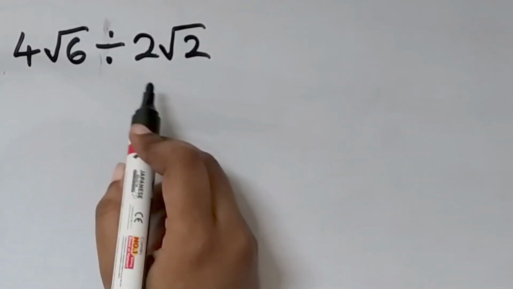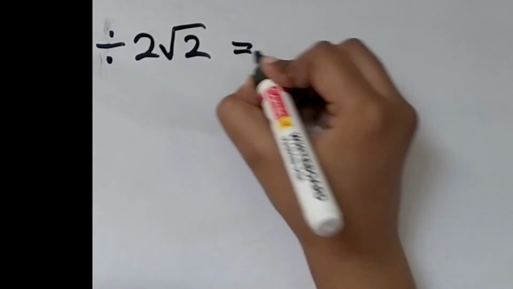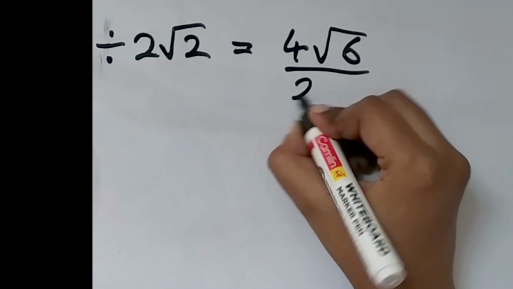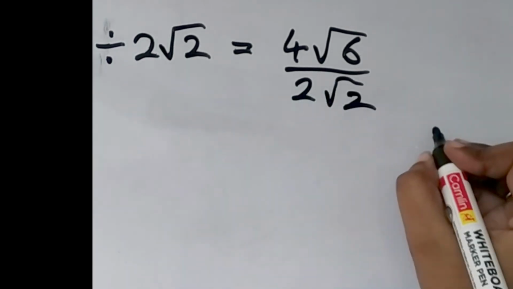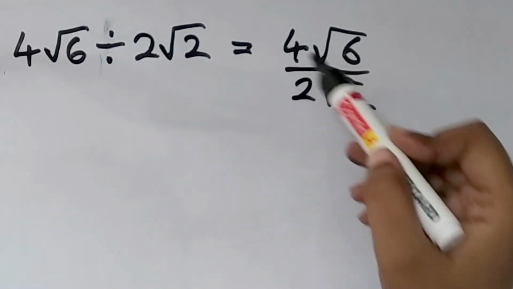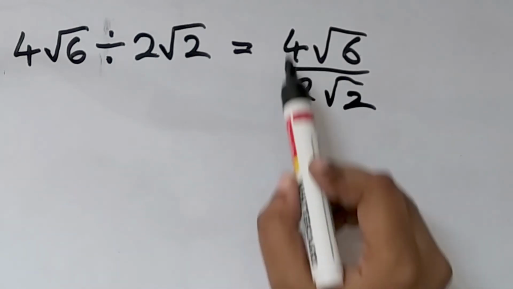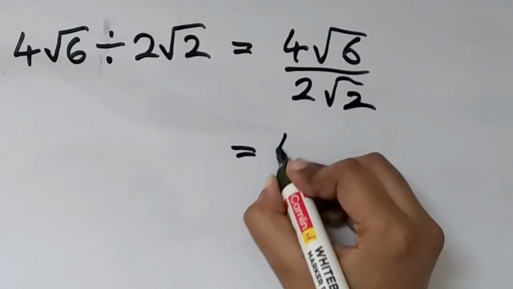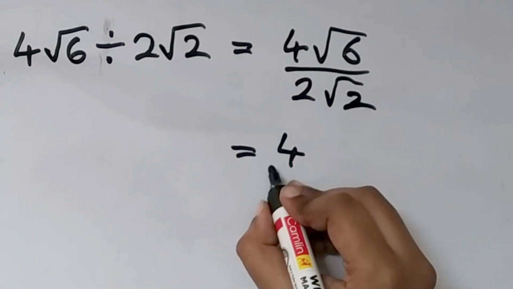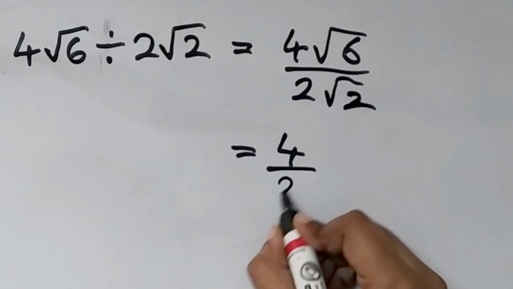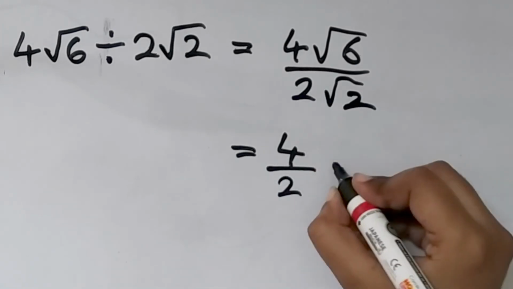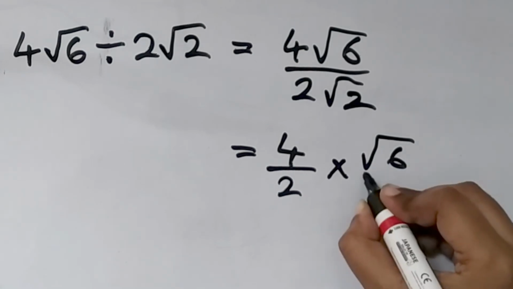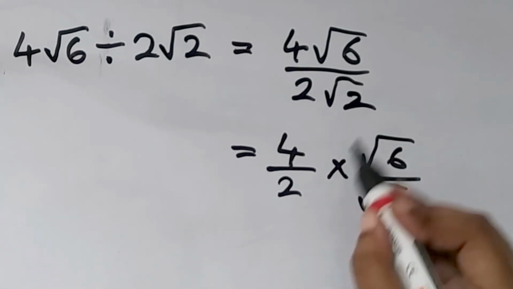4 root 6 divided by 2 root 2. So equal to 4 root 6 upon 2 root 2. Okay. The number which is there outside the square root, that we will divide separately. Okay. So here what is there outside square root? 4 here upon 2. This is there outside the square root into here what is there inside the square root? Root 6 upon root 2. Okay. See, this is how you will do.